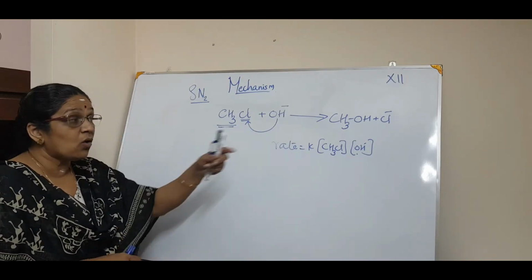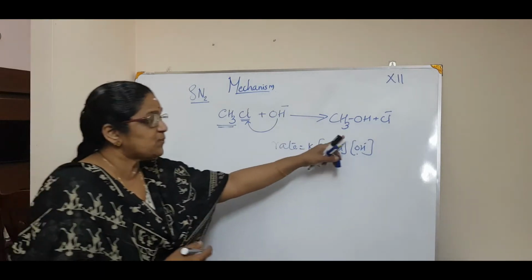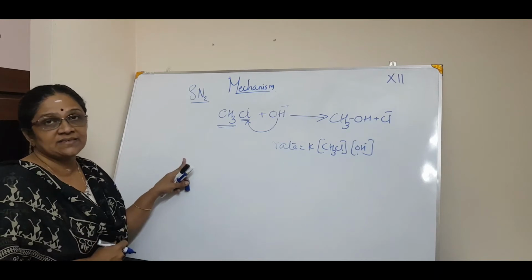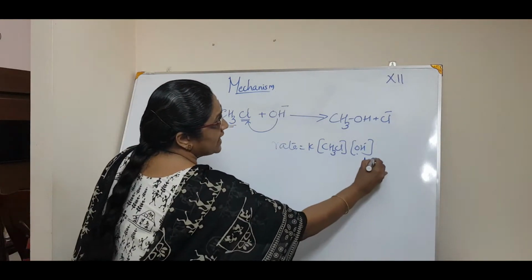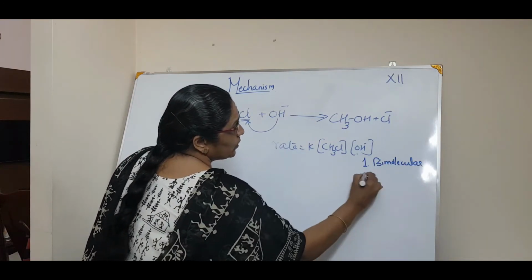Then what will be the order of the reaction? Tell me. This is 1 and 1. So what will be the order? It must be second order kinetics. So the first point to be noted is that it is a bimolecular reaction.